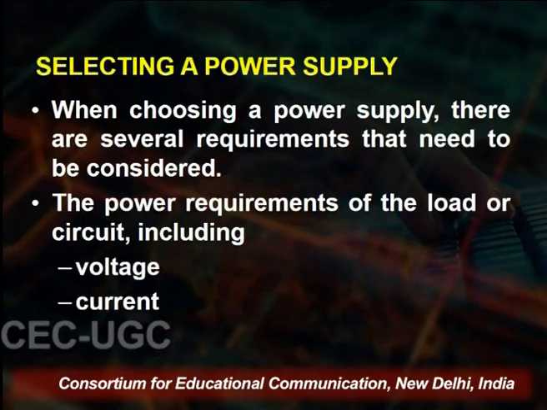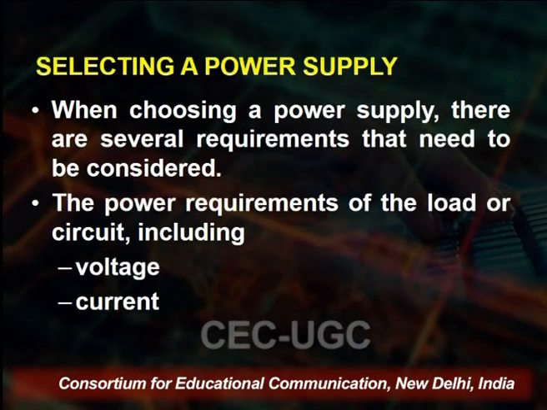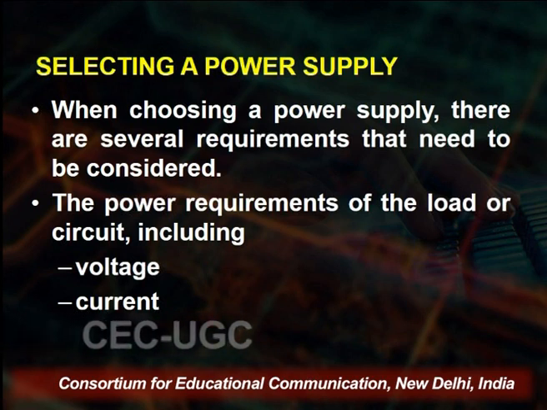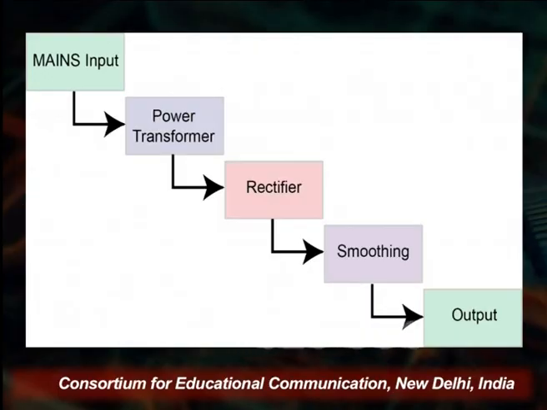How do we select the power supply for a particular device? There are some steps when choosing a power supply. There are several requirements that need to be considered. The first is the power requirement of the load or the circuit, including the voltage or current that we require from the power supply. Another is a safety feature such as voltage and current limits to protect the load. Then physical size and efficiency we require. Sometimes when we use the power supply, the noise immunity of the system should be less.